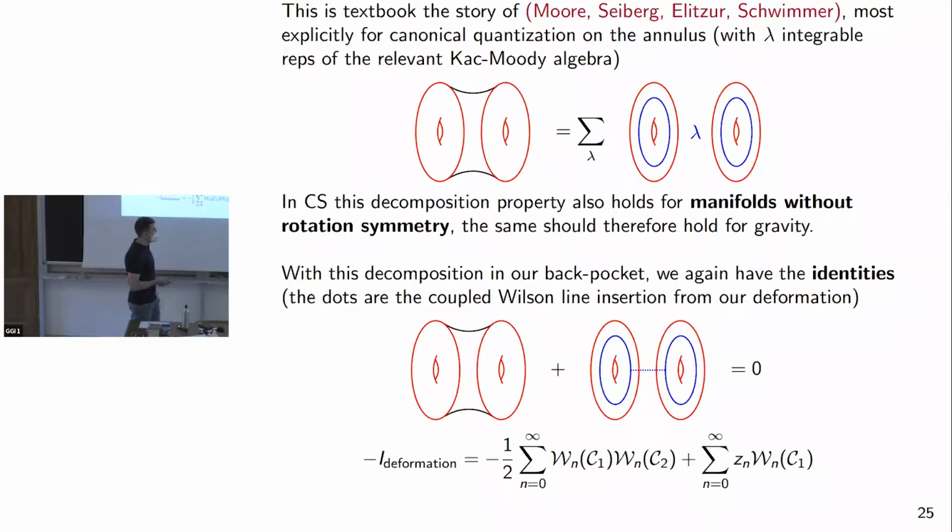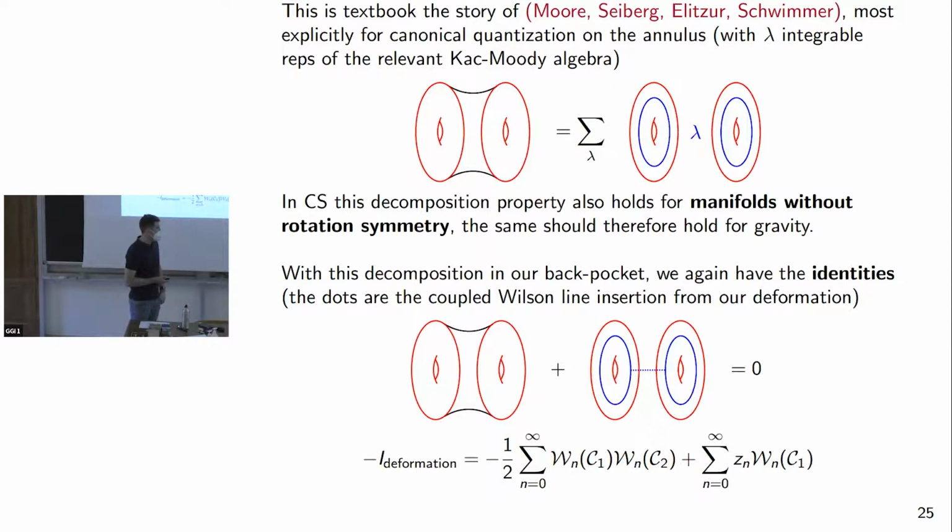Okay, so again, to emphasize, this is a standard story of Moore, Seiberg, Elitzur, and Schwimmer. For example, for the analysts, you have this property that they derive. Now, in Chern-Simons, this decomposition also holds for 3-manifolds M that don't have the U(1) symmetry. And I think the same should therefore hold for gravity.